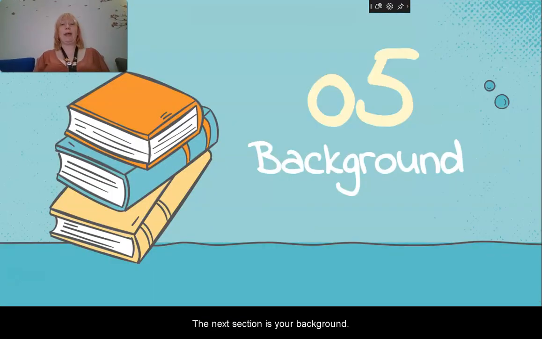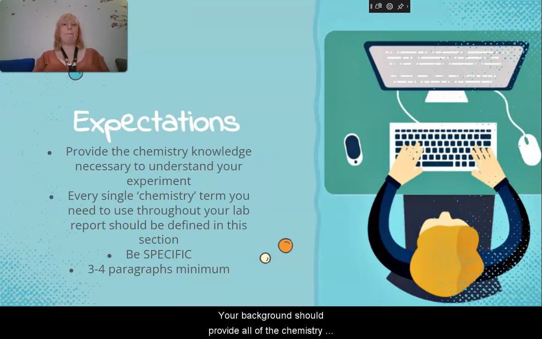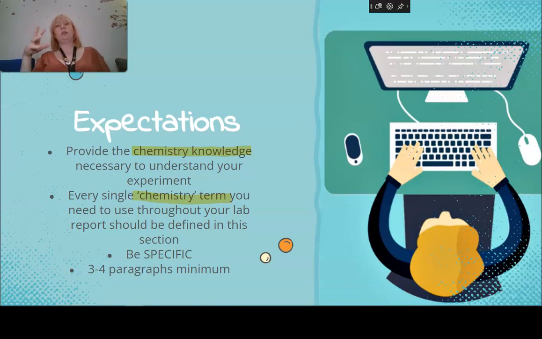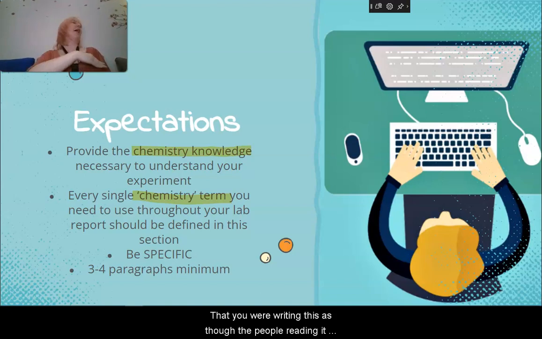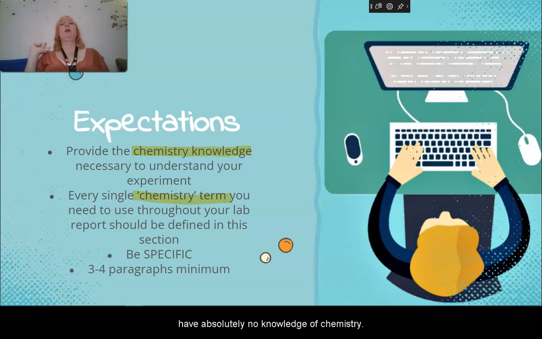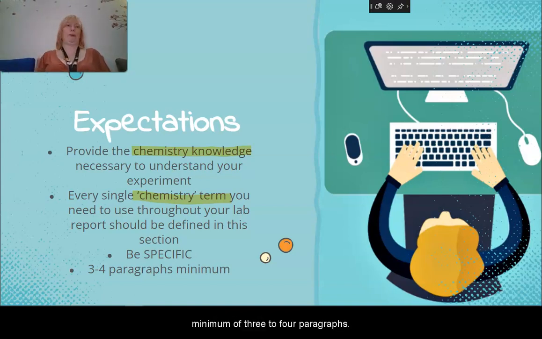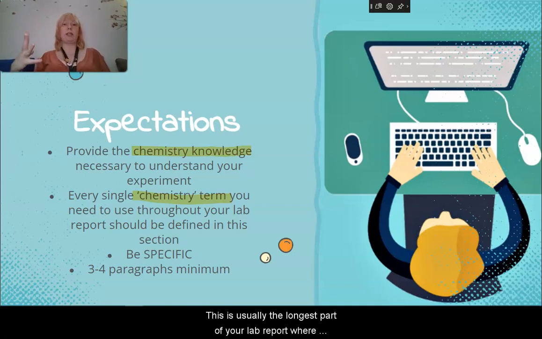The next section is your background. Your background should provide all of the chemistry knowledge necessary to understand your experiment. Trust me when I say this, you want to define every single chemistry-related term that you use at any point in your experiment. Expect that you are writing this as though the people reading it have absolutely no knowledge of chemistry. Be as explicit and specific as possible, and it should be a minimum of 3 to 4 paragraphs. This is usually the longest part of your lab report where the bulk of your writing is going to be.